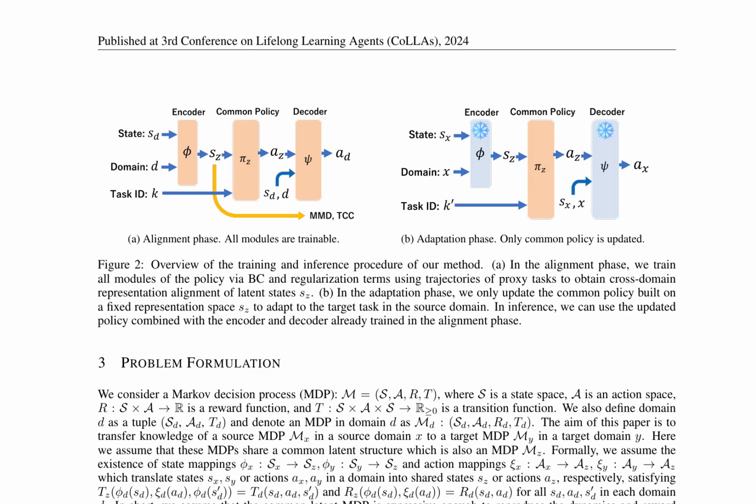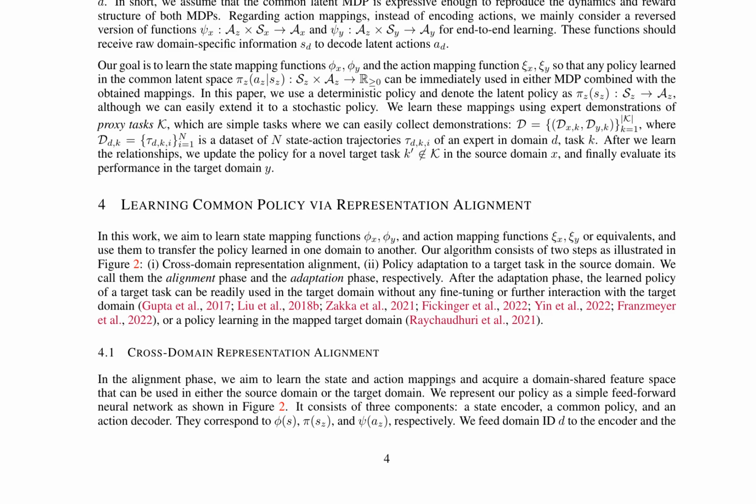The authors also provide an overview of the training and inference procedure of their method, illustrating the alignment and adaptation phases. They formalize the problem of transferring knowledge from a source MDP to a target MDP, assuming the existence of state and action mappings that translate states and actions between domains.